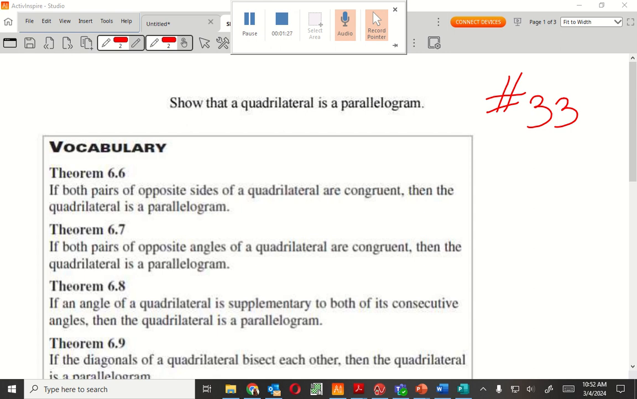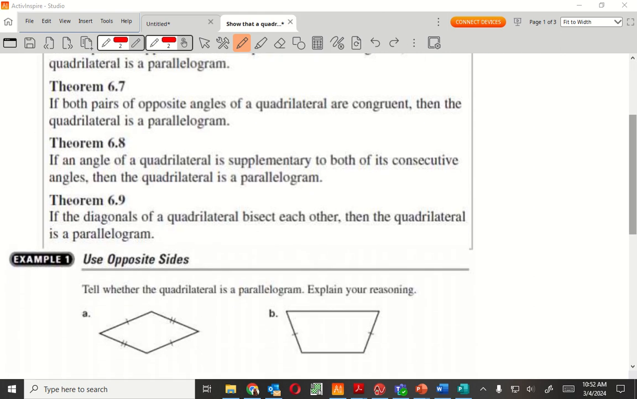Next one. So then the quadrilateral is a parallelogram. So if they're the same, the quadrilateral is a parallelogram. Next one. Both pairs of opposite angles of a quadrilateral are congruent. What does congruent mean? The same. Then the quadrilateral is a parallelogram. 6.8. If an angle in a quadrilateral is supplementary to both of its consecutive angles, then the quadrilateral is a parallelogram.